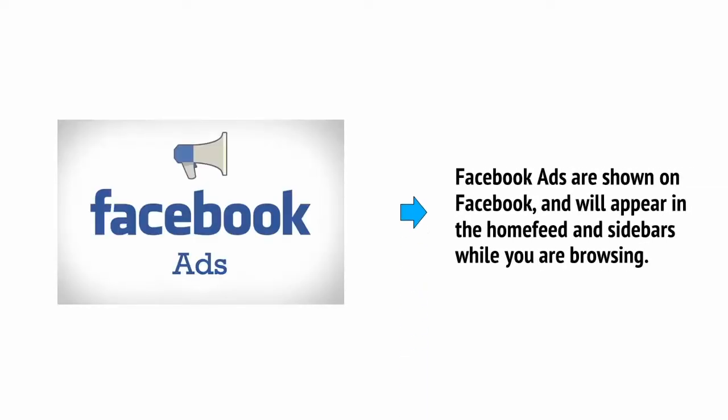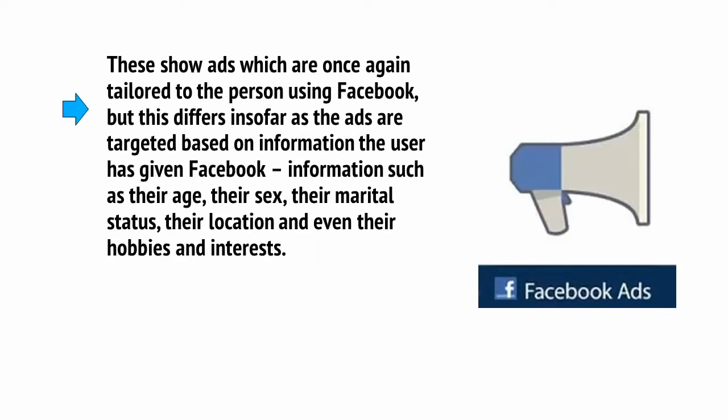Rounding out the holy trinity of PPC networks is Facebook ads. Facebook ads are similar to Google Adwords or Bing ads in terms of being PPC, but the difference is in where the ads are shown and how they're targeted. As you might have guessed, Facebook ads are shown on Facebook and will appear in the home feed and sidebars while you're browsing. These show ads which are once again tailored to the person using Facebook.